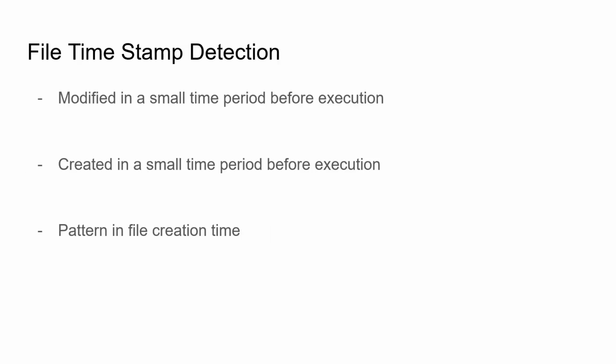We can also look at file timestamp detection. So as stated before, modifying a small time period before execution, creating a small time period before execution, or if there's a pattern in file time execution, let's say 10 milliseconds between the creation of each file, it could be an indication fuzzing is occurring.